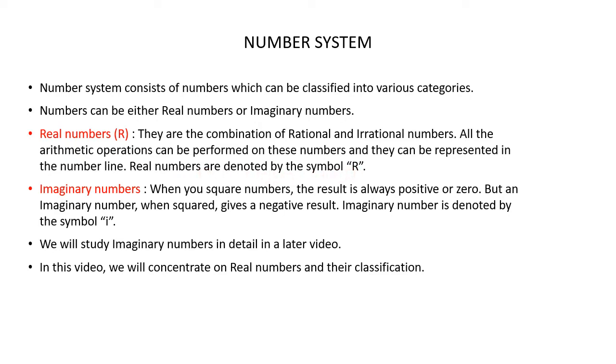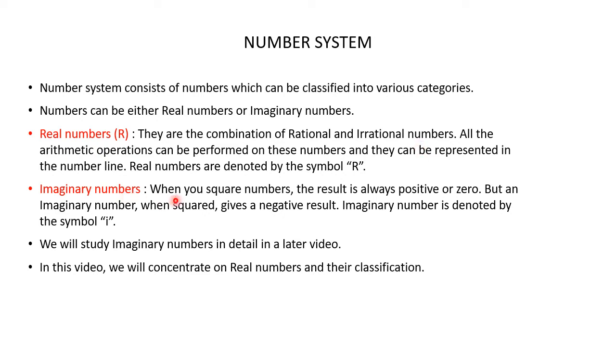So what are real numbers? Real numbers are the combination of rational and irrational numbers. All arithmetic operations like addition, subtraction, multiplication, division can be performed on these numbers. Real numbers are denoted by the symbol R. We'll learn about rational and irrational numbers later on in another video. Let's move on to imaginary numbers.